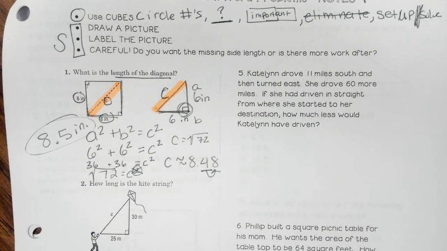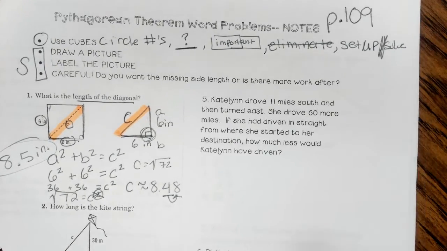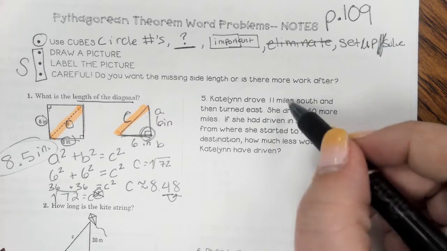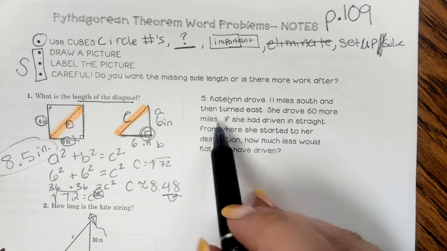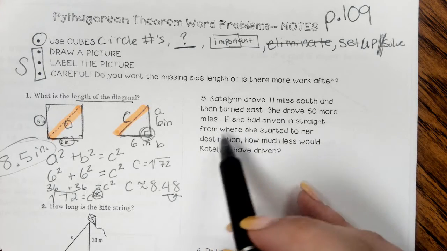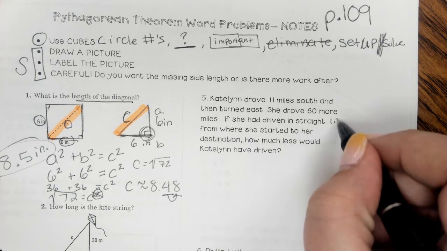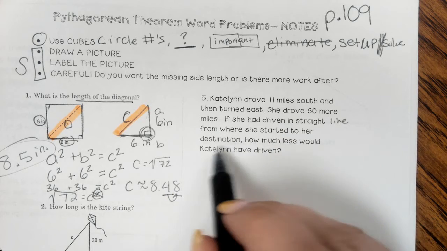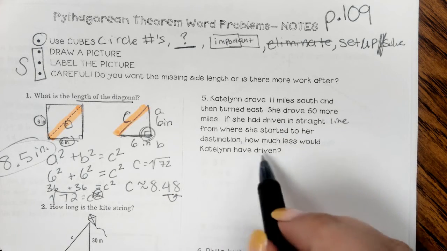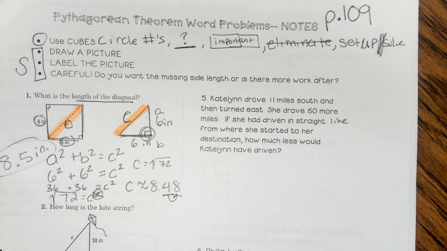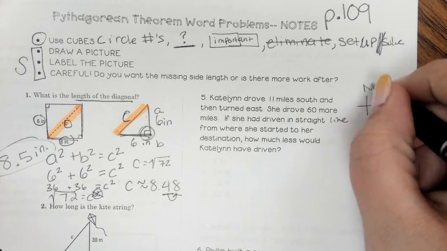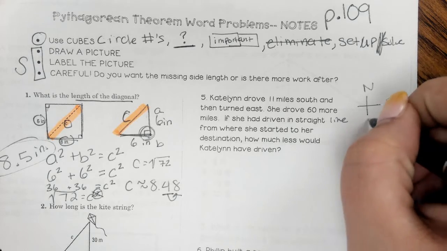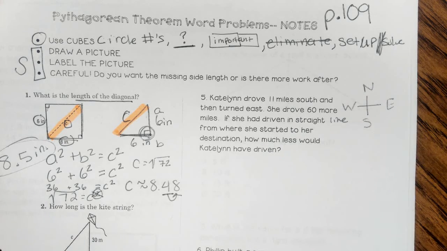An example where there might be more work afterwards is looking at number 5. This says Caitlin drove 11 miles south and then turned east. She drove 60 more miles. If she had driven in a straight line from where she started to her destination, how much less would Caitlin have driven? So I'm going to just draw a little compass. Remember, north, east, south, and west.